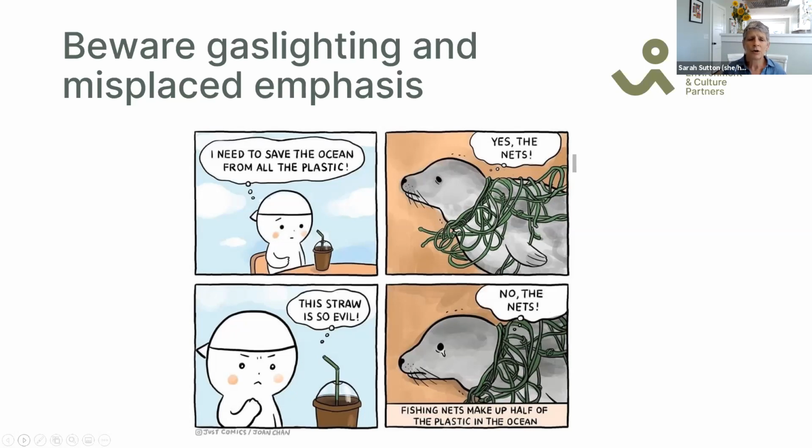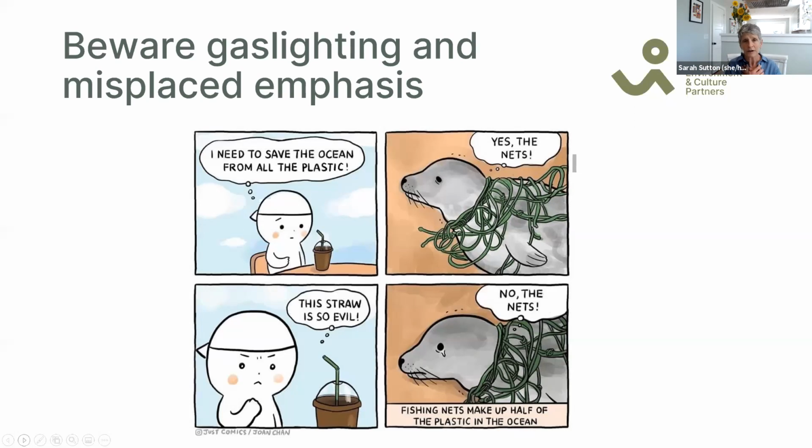So the issue about straws, they're light, they're small, they're everywhere, they blow into the ocean, they interfere with wildlife in the ocean. That is not as substantial an impact on wildlife in the ocean and on pollution as the nets are. So it's misplaced emphasis if all we do is focus on straws and not on getting the ghost nets out of the ocean and stop using nets, which brings us to the gaslighting part.